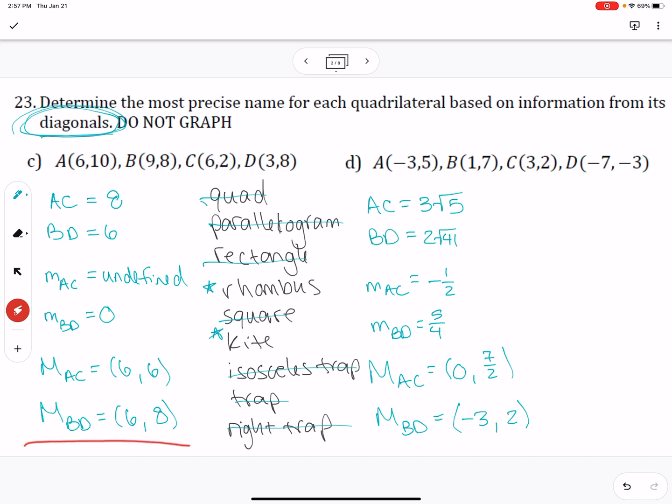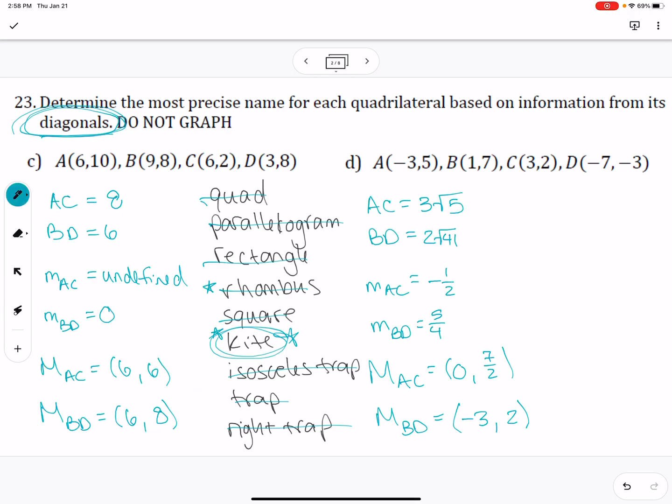Then, because the midpoints are different, let me just double check here that I did this correctly. That'll give me, yep. So my midpoints are (6, 6) and (6, 8). So since the midpoints of the diagonals are not the same, this has to be a kite, okay? If the midpoints of the diagonals were the same, then that would tell us that the diagonals are bisecting each other, and therefore we have a rhombus. Since they're not bisecting each other because these are not the same, it has to be a kite, okay?